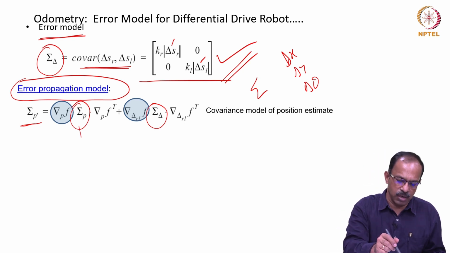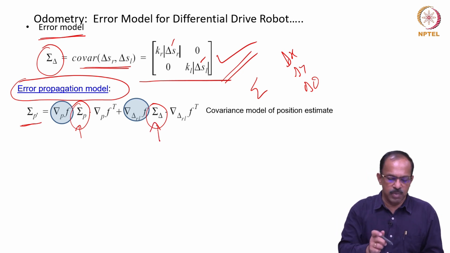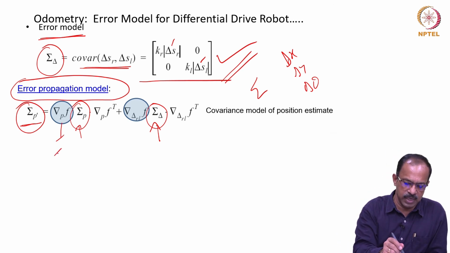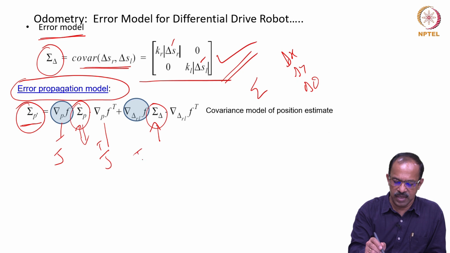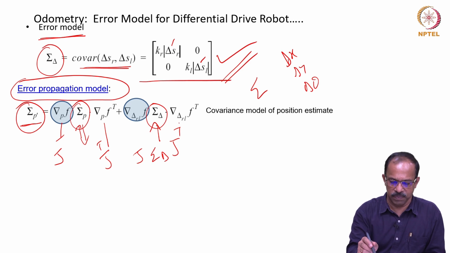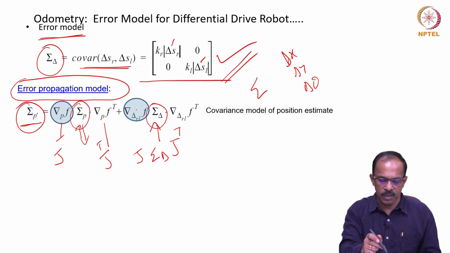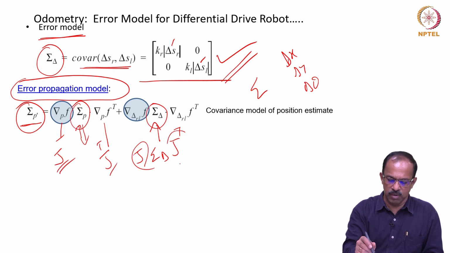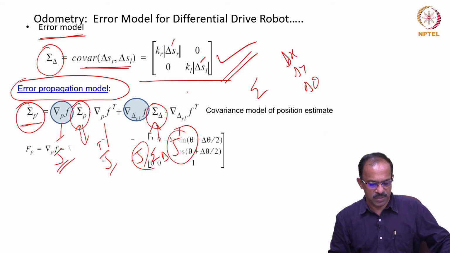Assuming that the initial covariance of the position estimate is known and the sensor covariance is also known, we will be able to find the error covariance of the position estimate using this, where del f is nothing but the Jacobian. This is the Jacobian with respect to position, and this is the Jacobian of the sensor relationship. Once we have these Jacobians, we will be able to get the covariance of the position estimate. And how do we get this?